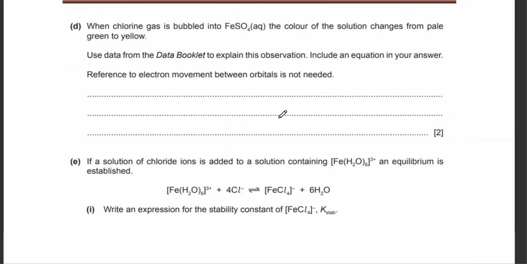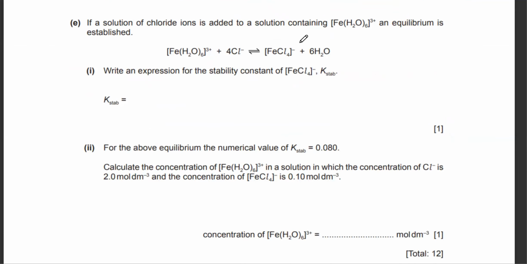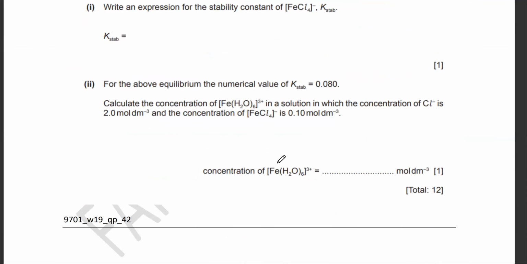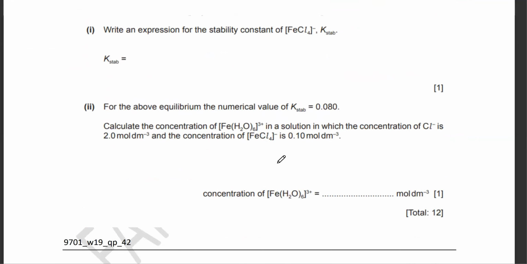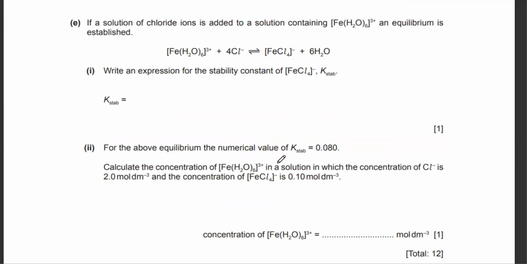This one is electrochemistry. This one is stability constants. You just write products over reactants. That's it. That's the expression. It's the same ligand exchange, Cl ions coming in. I'm fine with the stability constants. I can do it. Okay.